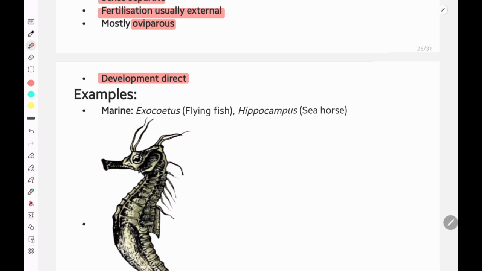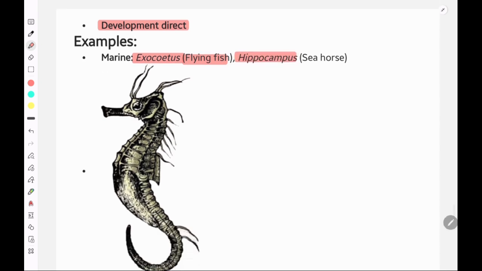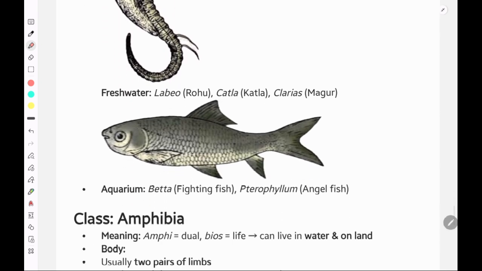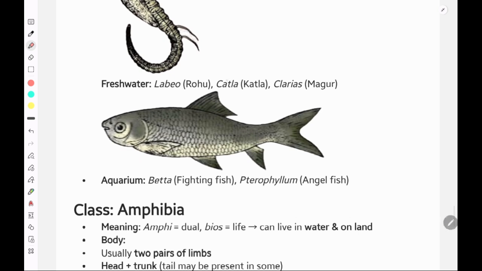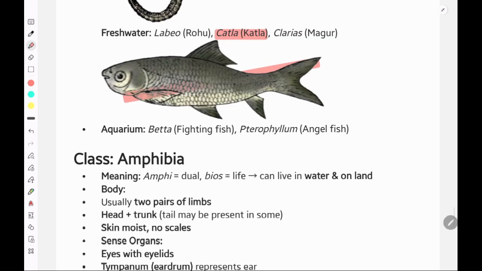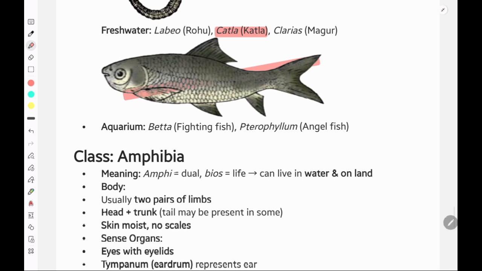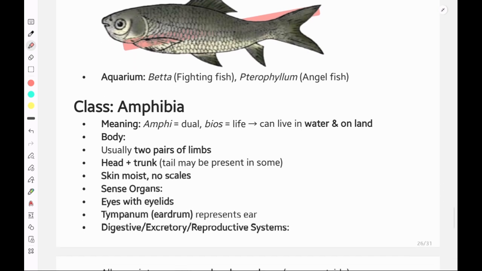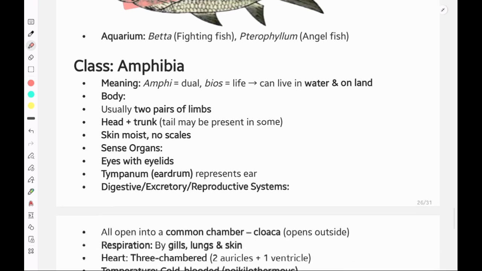Examples for marine are Exocoetus, meaning flying fish, and Hippocampus, also known as seahorse. This is Catla, one of the fish which is edible. There can be fighting fish or angelfish. Now here comes the subphylum Tetrapoda.